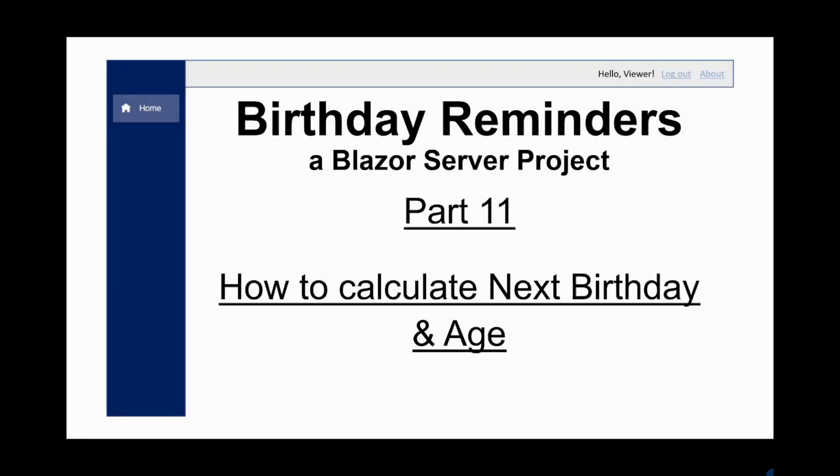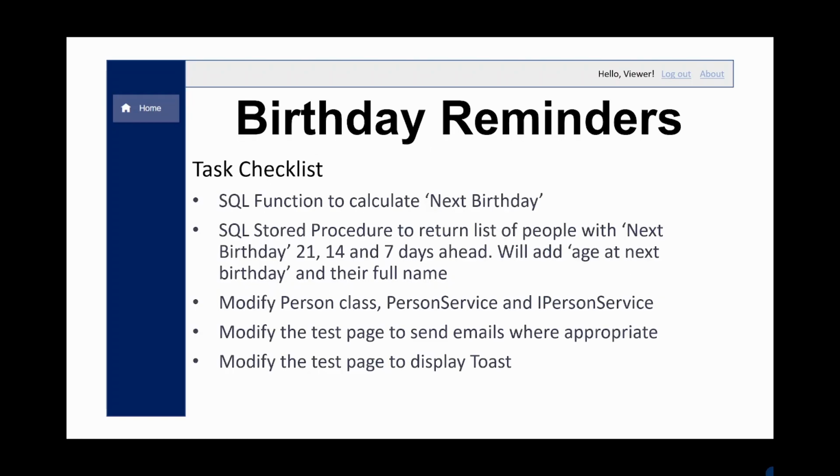Welcome to part 11 in this series of videos where we are creating a birthday reminders application using Blazor and C#. In this video, we'll principally look at how to calculate someone's next birthday and their current age, or their age at next birthday. We will be sending email reminders about forthcoming birthdays 21, 14 and 7 days before a birthday.